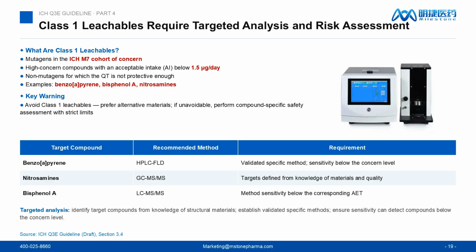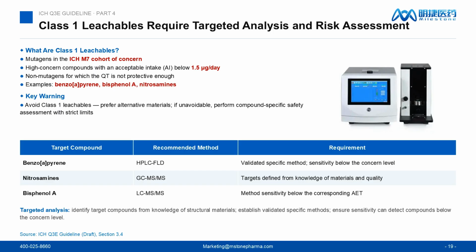Choose materials that don't contain them. Only if avoidance is truly impossible do you fall back on compound-specific limits and targeted testing. Targeted analysis is a different game from screening. In screening, you cast a wide net. In targeted analysis, you know your enemy and build a method specifically for it. Benzopyrene by HPLC with fluorescence detection, nitrosamines by GC-MS/MS, bisphenol A by LC-MS/MS. 2 requirements: the method must be validated as a specific method, and its sensitivity must reach below the concern level. A method that can't detect the compound at the level that matters is useless.